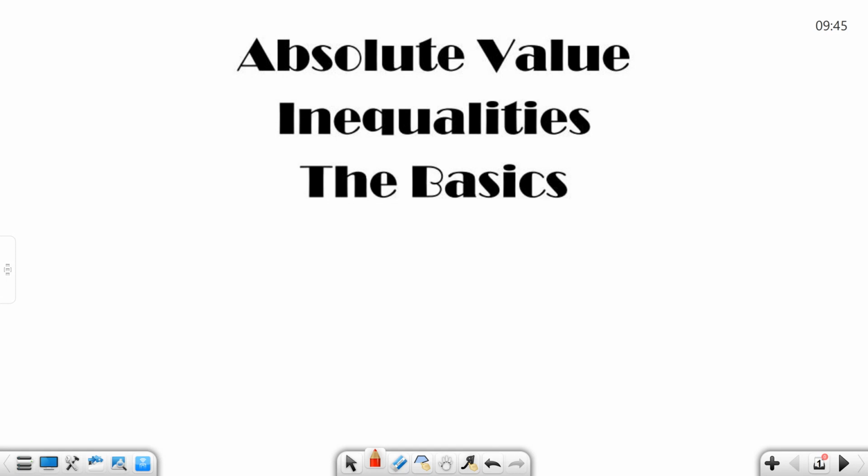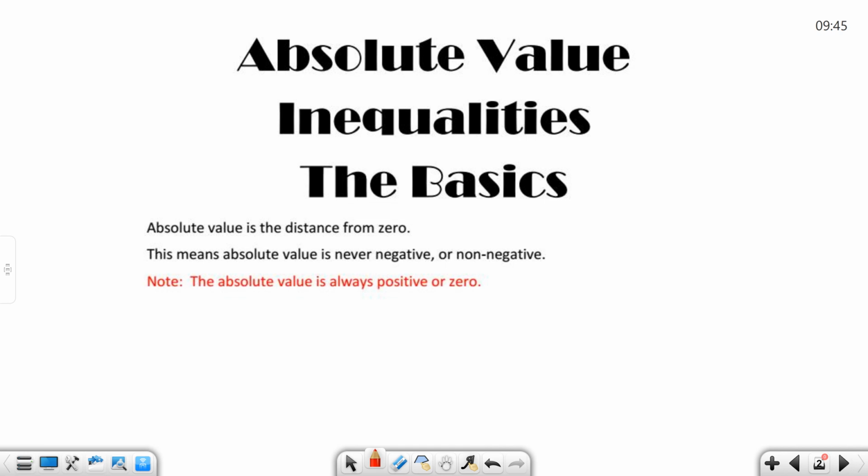Absolute value inequalities, the basics. Absolute value is the distance from zero. That means it's never negative, or non-negative, okay? The absolute value is always positive. Everybody gets this part just fine, but that's actually a false statement if you leave the "or zero" part off. Because the absolute value is the distance from zero.